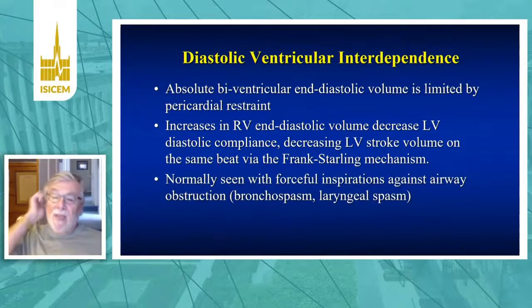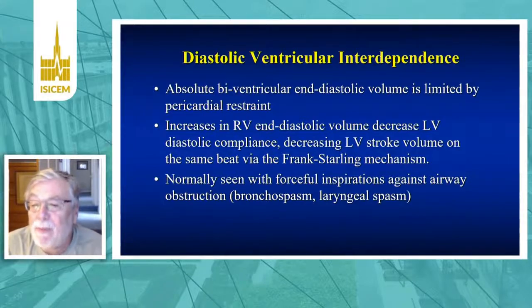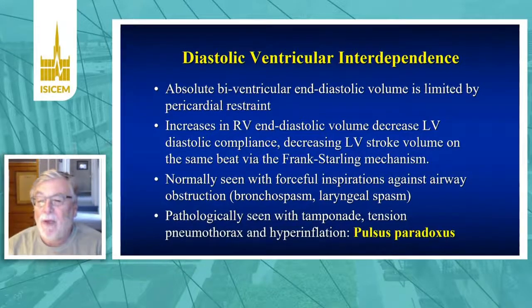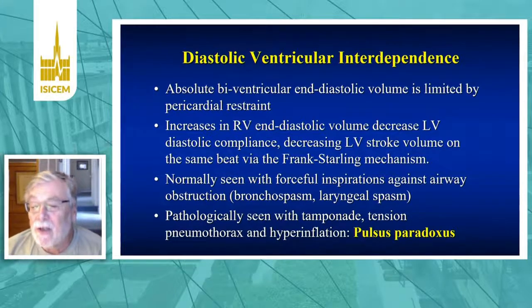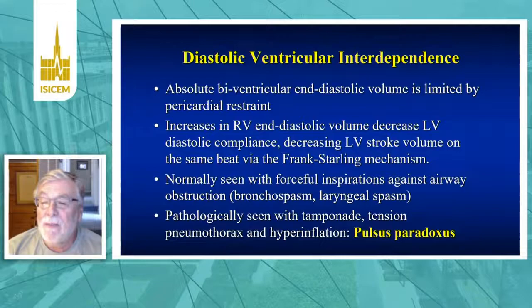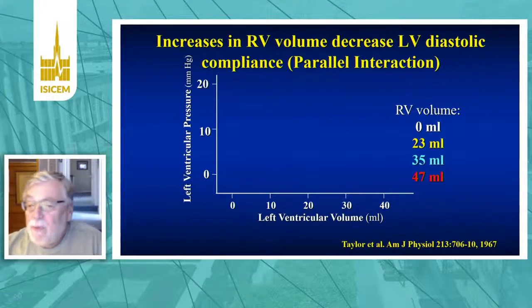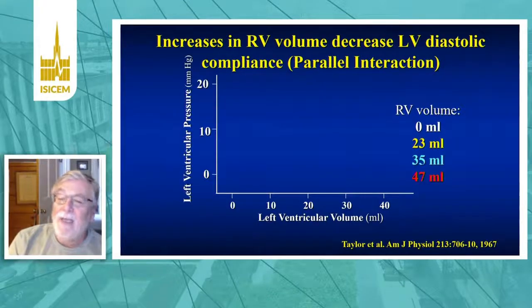This is normally seen with forceful inspirations against an airway, which is exactly what you see with bronchospasm or laryngeal spasm or fighting a ventilator. And it's the basis for the concept that we all know called pulsus paradoxus, that with inspiration, the arterial pulse pressure falls. Pulsus paradoxus is also seen with other forms of tamponade, such as pericardial effusion, tension pneumothorax, and hyperinflation. This was initially described by Taylor many years ago.